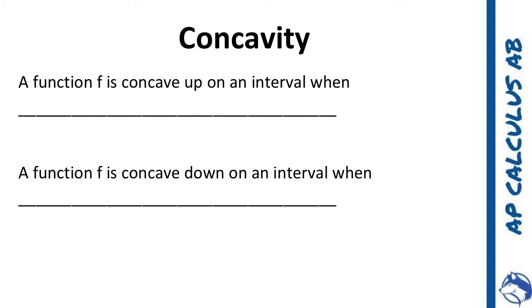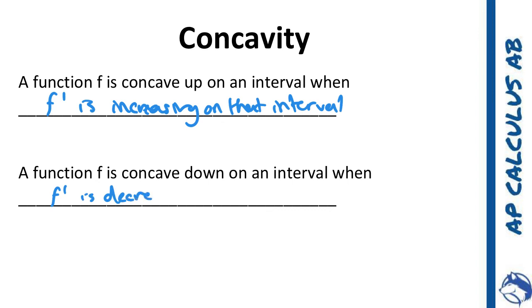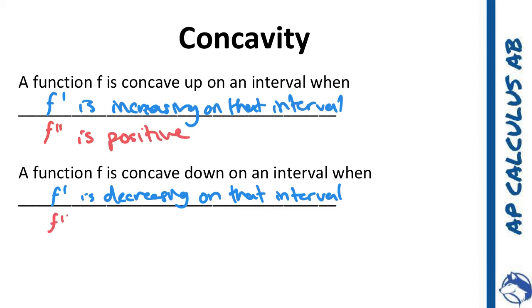So function f is concave up on an interval when f prime is increasing on that interval, and a function is concave down when f prime is decreasing on that interval. We also want to note that f double prime is positive and f double prime is negative. And so this deals with our second derivative.